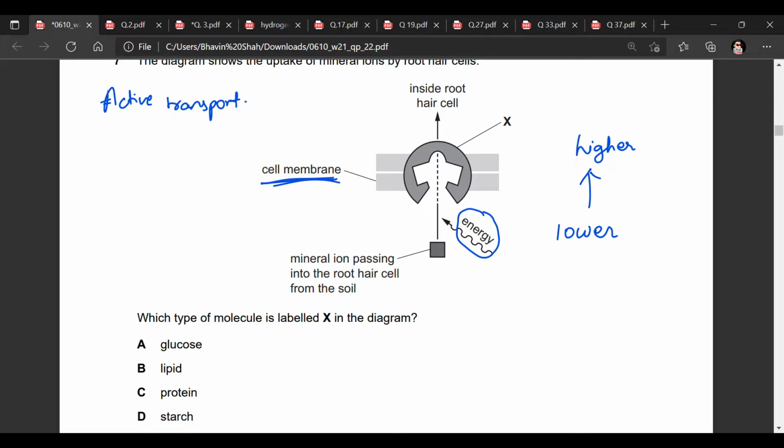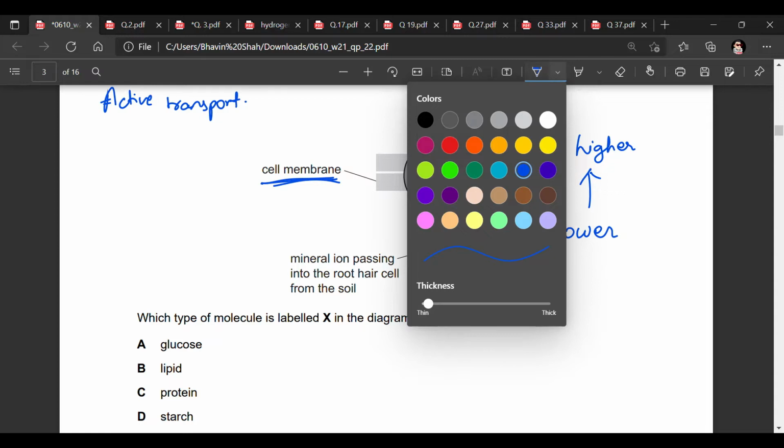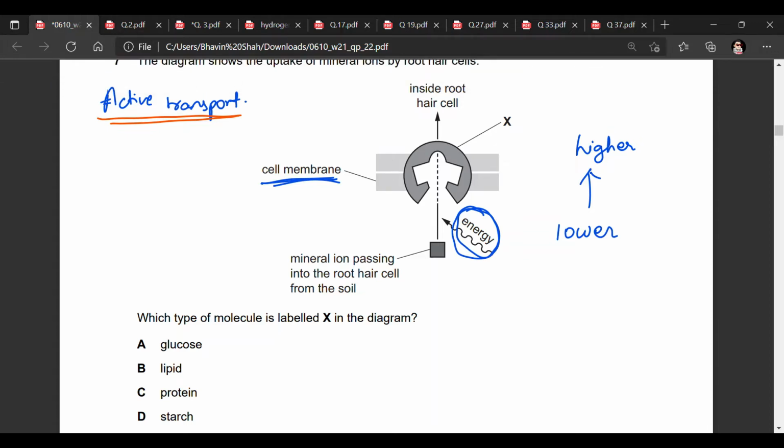Which type of molecule is labeled X? Because the word energy is given over here, we understand that they are giving us a hint about active transport. So we are looking at which type of molecule is labeled X. For active transport to occur, they require what are called protein carriers. So the molecule X is a protein.